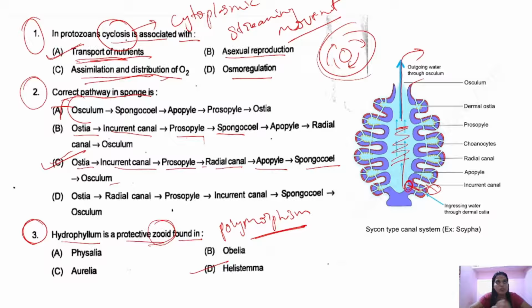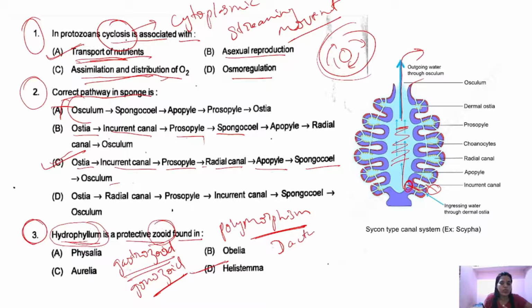Those parts of the colony which perform the feeding function or are concerned with nutrition are called gastrozooids. Those concerned with the reproductive function are gonozooids. In particular, hydrophyllium is a kind of protective zooid in case of Halistemma. Otherwise, in other coelenterates the protective zooids are usually dactylozooids, but particularly in case of Halistemma it is hydrophyllium.